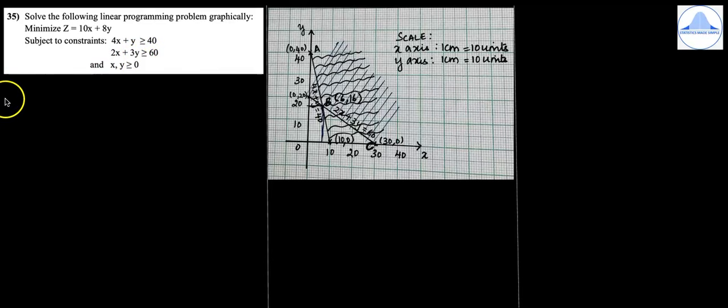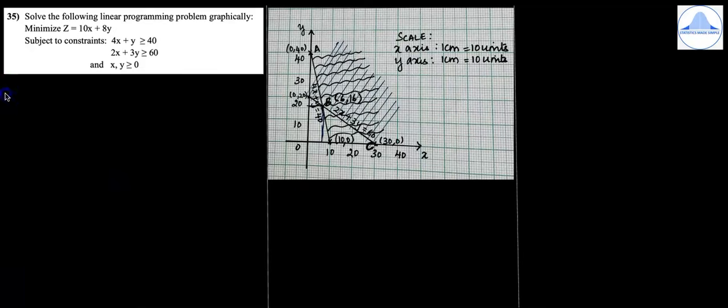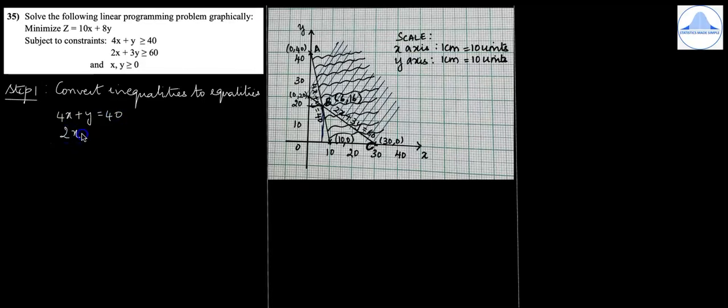So now let's start with the first step. The first step is to convert inequalities to equalities. So write step 1: convert inequalities to equalities. So it will be 4x plus y is equal to 40 and 2x plus 3y is equal to 60.